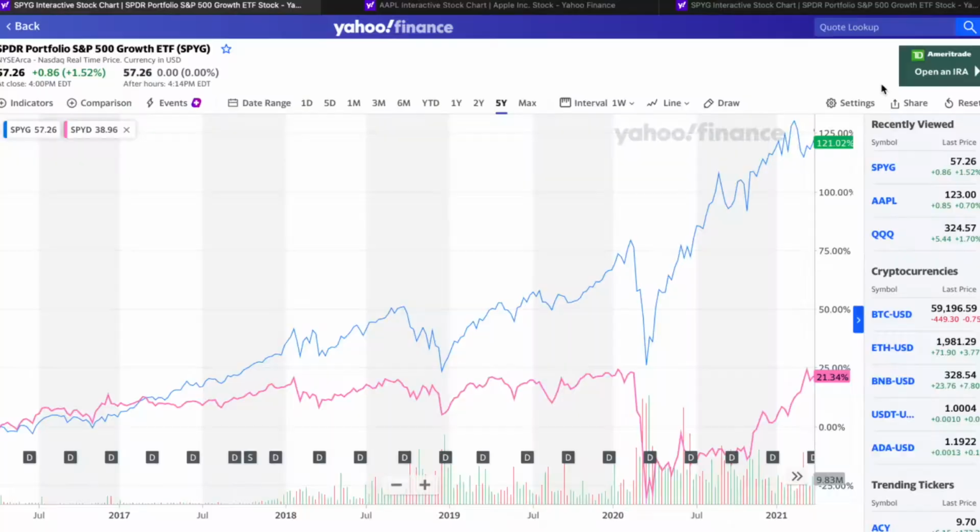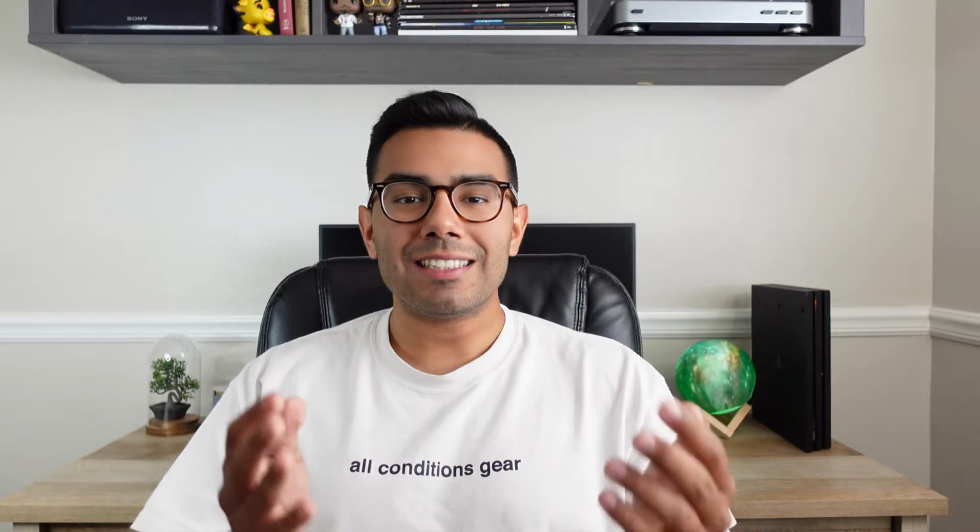As you guys can see here, SPYG is up 121% in the last 5 years, while SPYD is up 21% in the last 5 years. SPYG is currently trading for 57.26, while SPYD is currently trading for 38.96. Guys, that's a huge difference. SPYG literally outperforms SPYD by 100%. SPYD does pay you a quarterly dividend, so that means every 3 months you're getting that quarterly dividend. But guys, 100% is a huge difference.